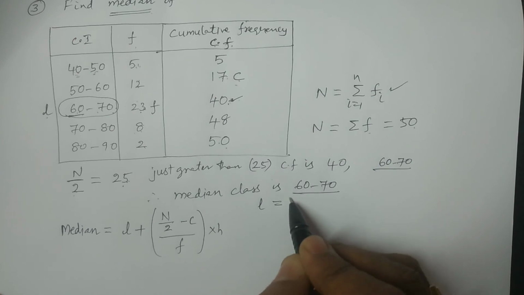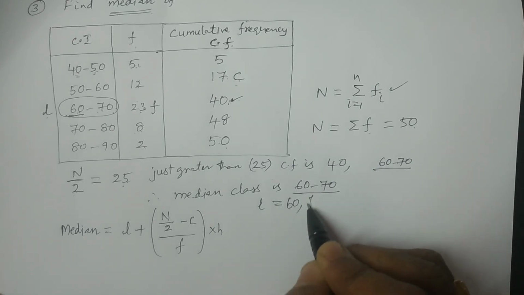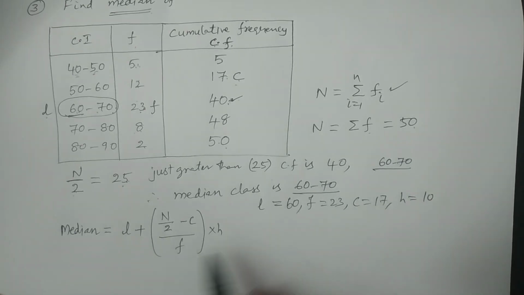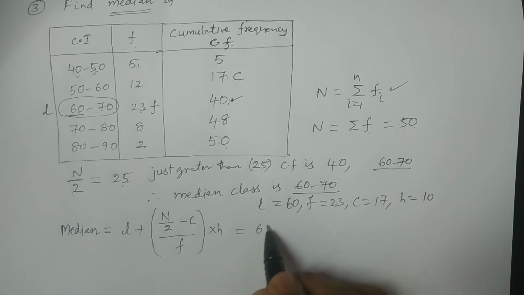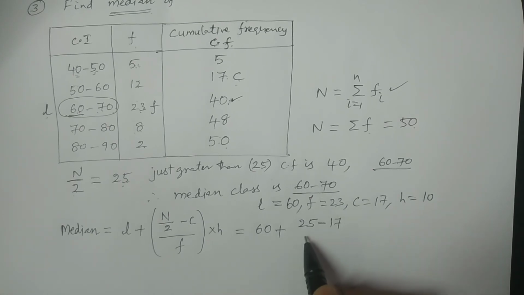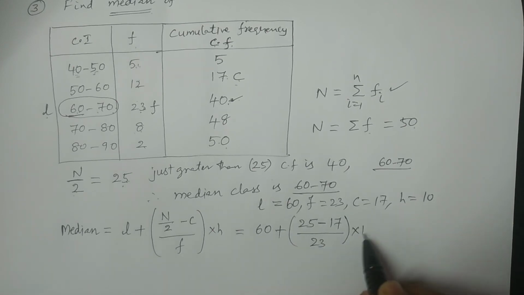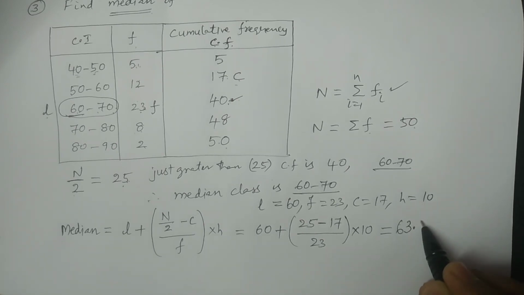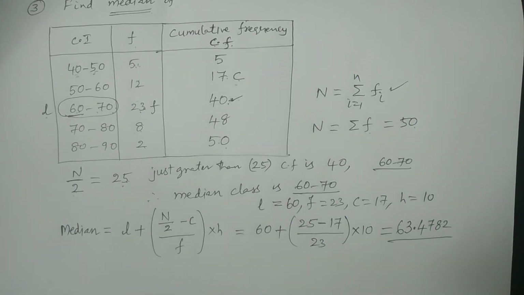So L is equal to 60, F is equal to 23, C is equal to 17, H is equal to 10. You substitute in the formula: L 60 plus n by 2, 25, minus C, 17, divided by F, which is 23, multiplied by 10. Using the calculator, you can calculate the final answer. If you calculate, the answer will be 63.4782. This is the final answer we obtain.